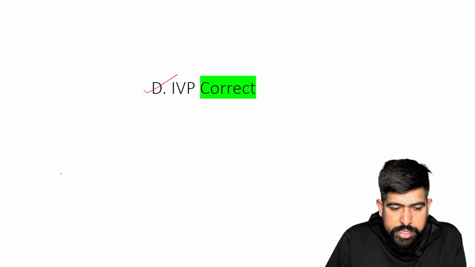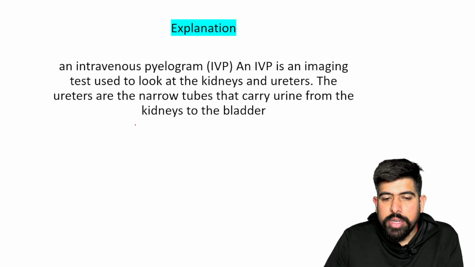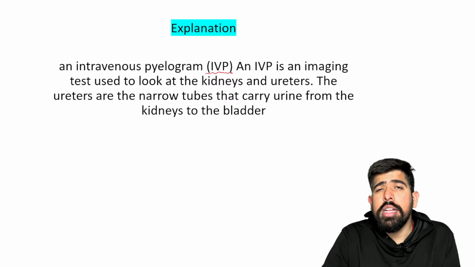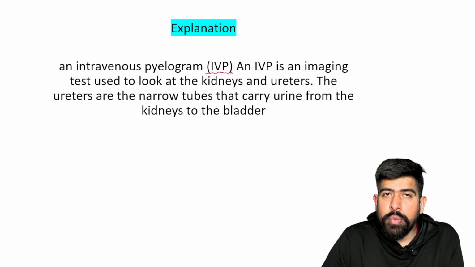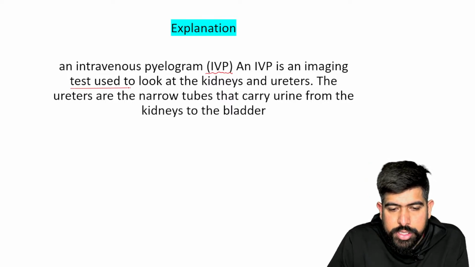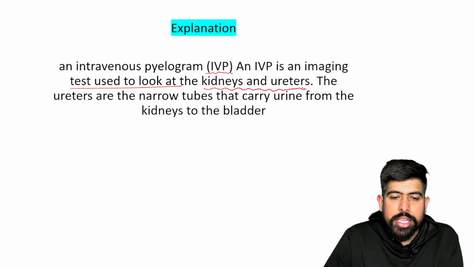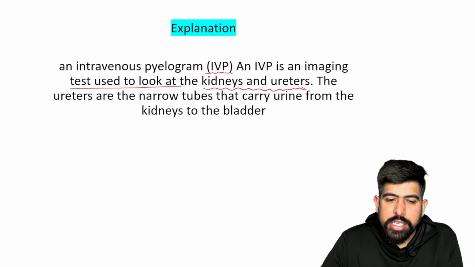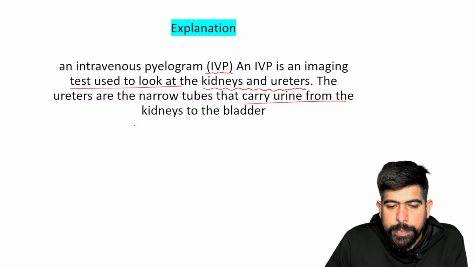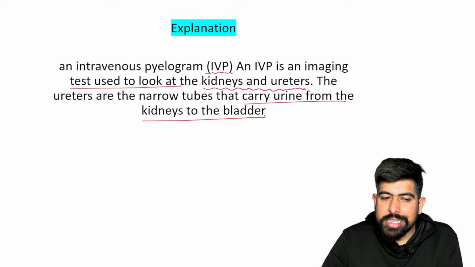So this is the correct answer: this is your intravenous pyelogram, which is done here. In the intravenous pyelogram, we put a dye inside the veins and take an X-ray of it. So this is the imaging test which looks at the kidneys and ureters. The ureters are the narrow tubes that carry the urine from the kidneys to the bladder, right? I agree with you, but this is all about it.